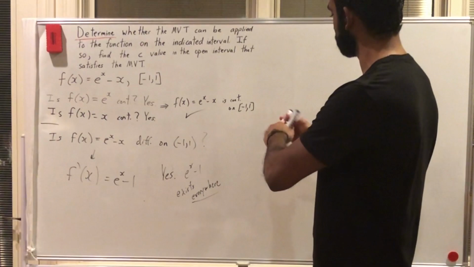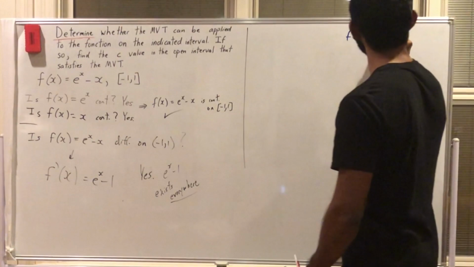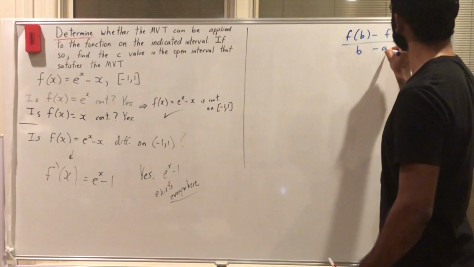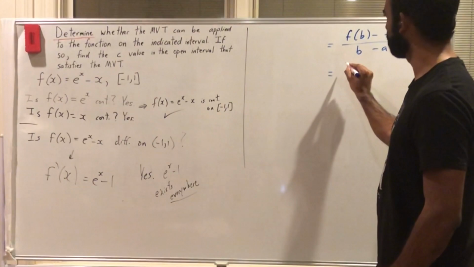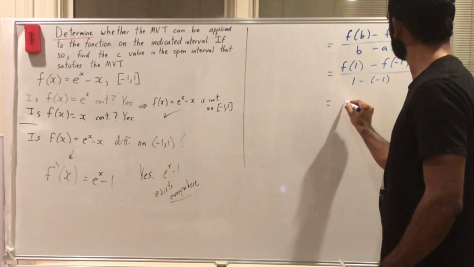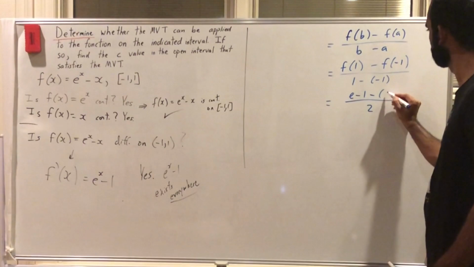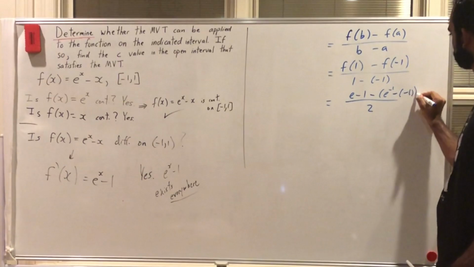Let's see. First things first, what is f of b minus f of a over b minus a? With this graph? Yeah, for this one. So that's going to be f of 1 minus f of negative 1, yes? Yeah. All over 2, 1 minus negative 1. So we have an e to the first power minus 1 for f of 1. Yeah. And then minus e to the negative 1. Yeah. Minus a negative 1. Okay. All right. So far, does that look good?